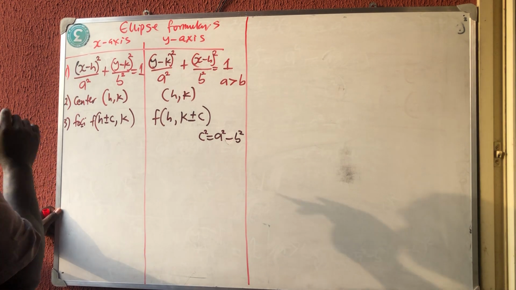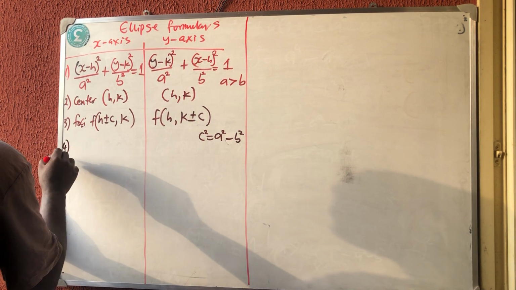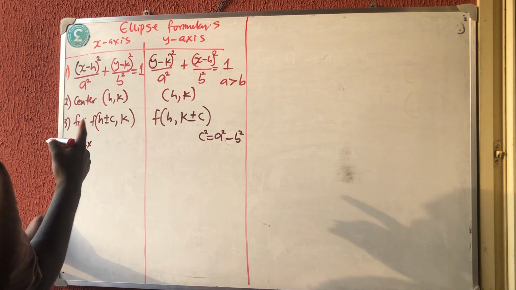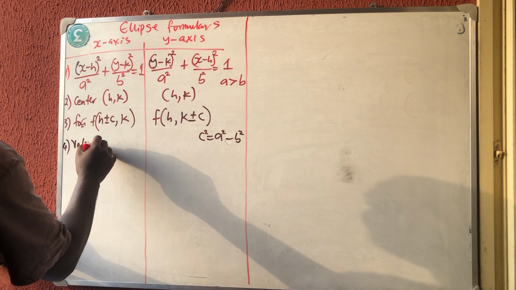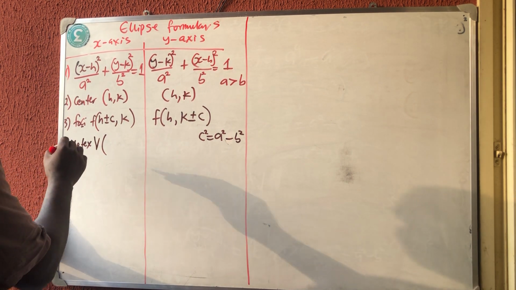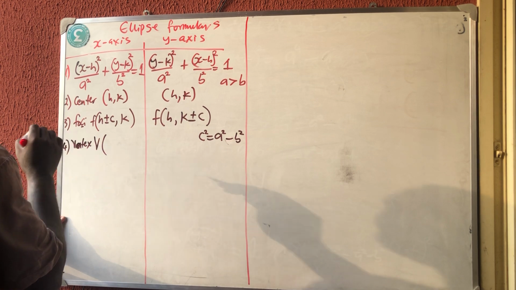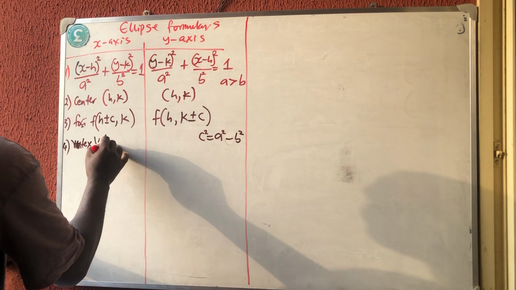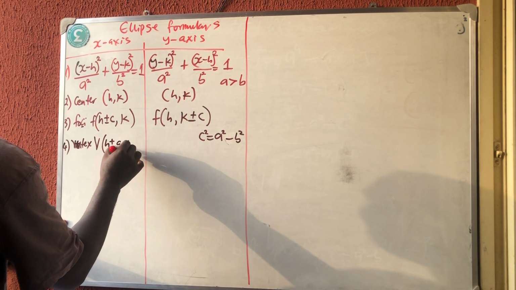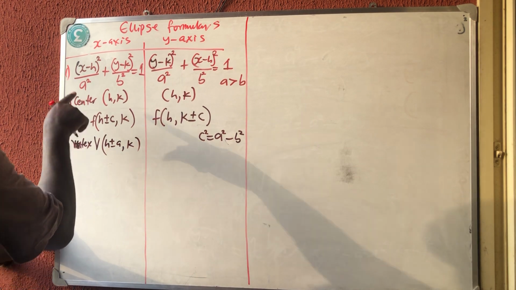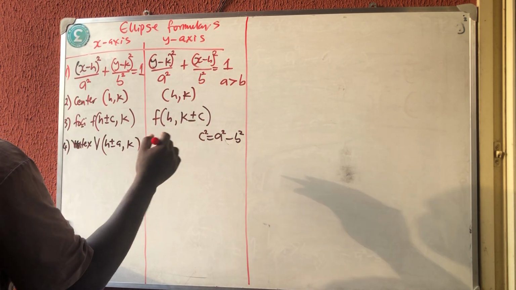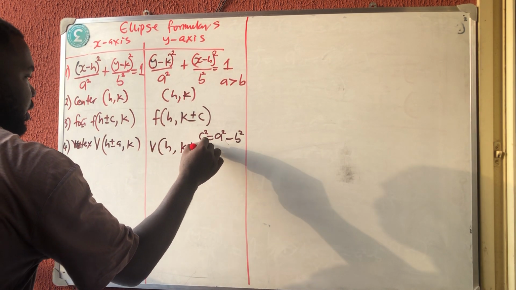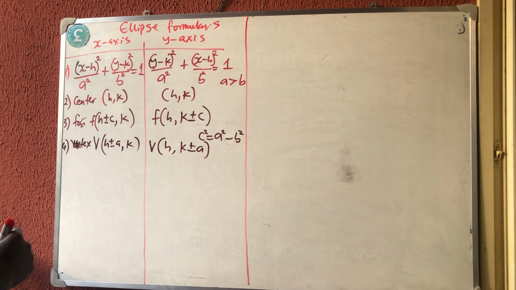The next thing, number 4, is the vertex, or vertices in the plural. The vertex is V. You have (h plus or minus a, k). I'm adding to the side of h because this side is parallel to the x-axis. For this side, V is (h, k plus or minus a). So that is that. Are you getting it now?